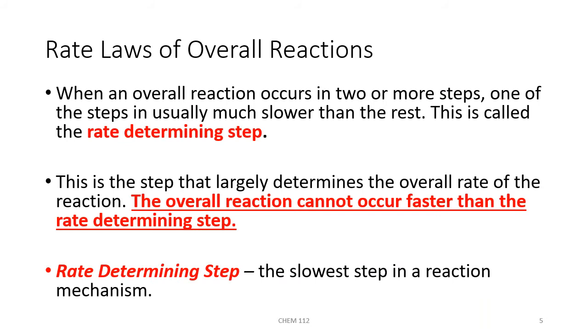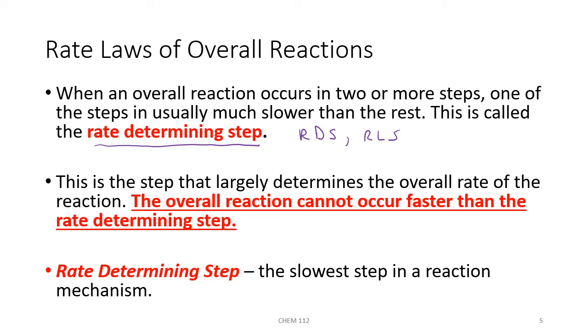When a reaction occurs in 2 or more steps, one of the steps will be slower than the other. This is called the rate determining step or rate limiting step. Sometimes RDS or RLS is used for short. The step that determines the overall rate of the reaction is going to be the one that determines the rate law, we'll see. The slower step is going to impact the overall rate because a reaction cannot occur faster than that rate determining step.